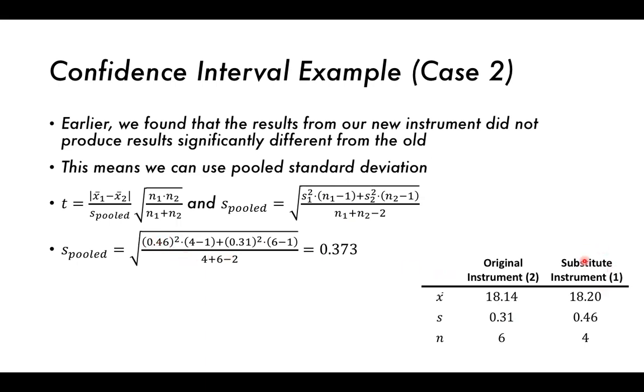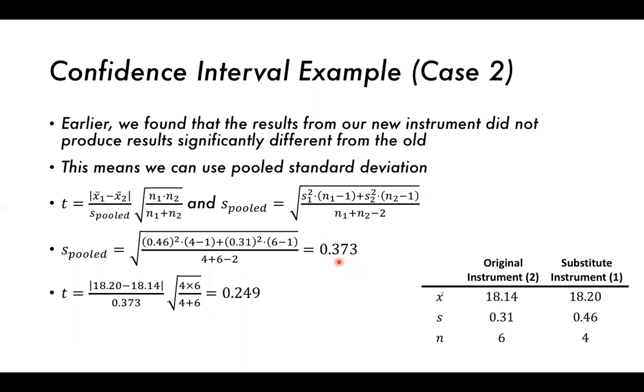If you recall earlier, standard deviation 1 was the substitute instrument and standard deviation 2 was the original instrument. So that's going to be 0.46 squared times 4 minus 1, which is the degrees of freedom of the substitute instrument, plus 0.31 squared times the degrees of freedom of the original instrument, all over the total degrees of freedom in the data, which is going to be equal to 0.373.